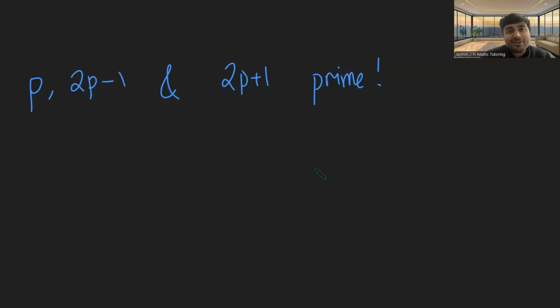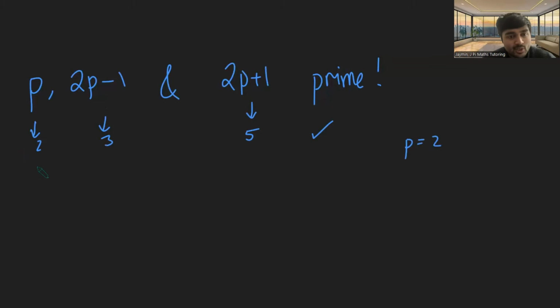We want to find all prime numbers p such that 2p minus 1 and 2p plus 1 are also prime as well. Okay, let's just experiment. Let's start with the smallest prime number, p is 2. Well, that will work there. What will 2p minus 1 be? That would be 3. And then 2p plus 1, that would be 5. Okay, cool. So p equals 2 works.